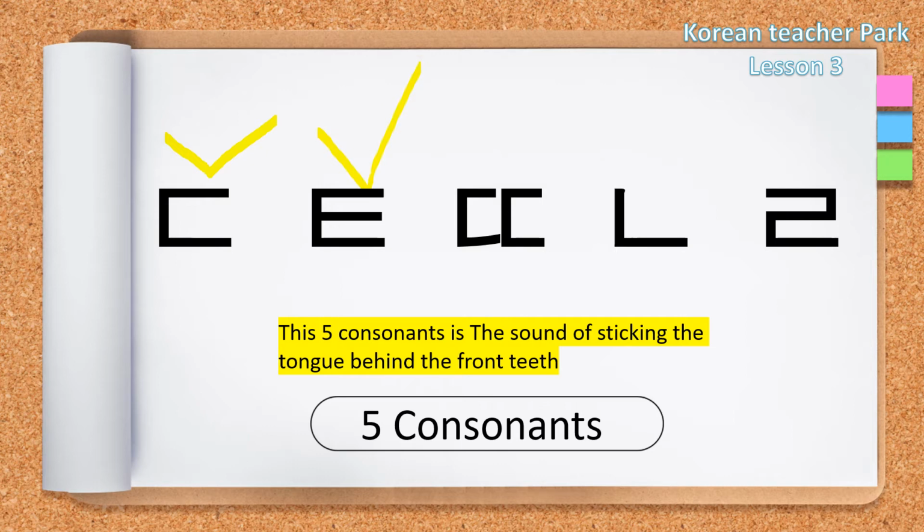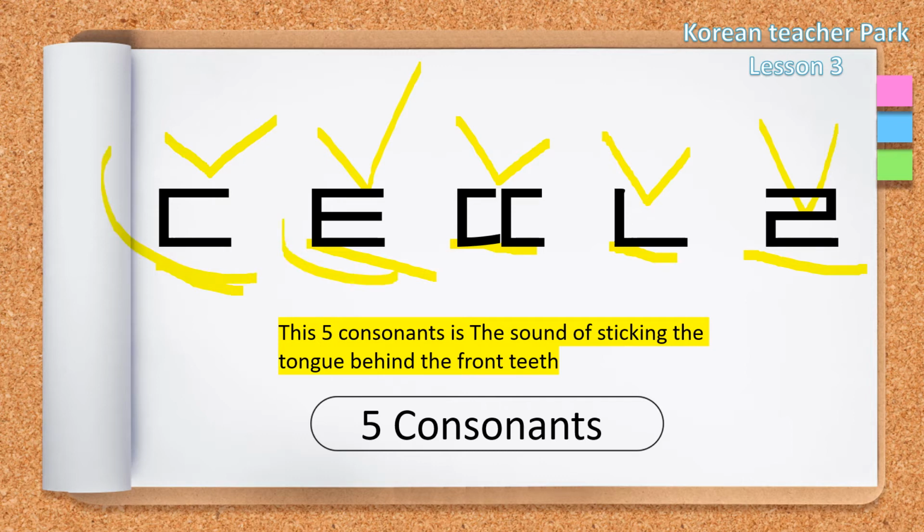Second, t, t, t. Third, d, d, d. Next, n, n, n. Last, l, l, l. D, t, d, n, l. Can you hear that? Sticking the tongue behind the front teeth. D, t, t, n, l.